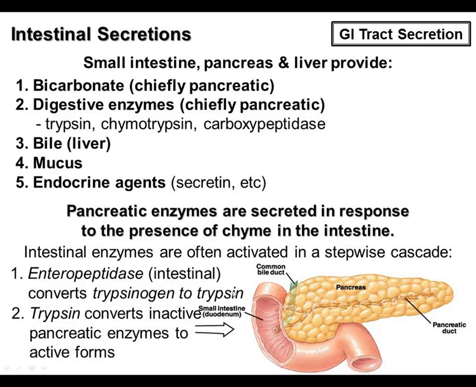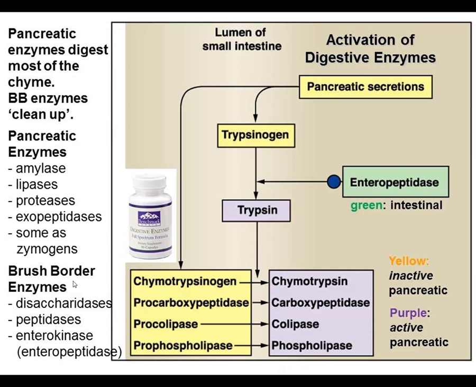Once you have trypsin, then trypsin will be able to activate other kinds of enzymes. So enteropeptidase is an enzyme that is capable of activating trypsinogen into trypsin. Trypsin itself, when you have it, will be able to activate other enzymes, and you will see that in the next slide here. So here are the pancreatic secretions.